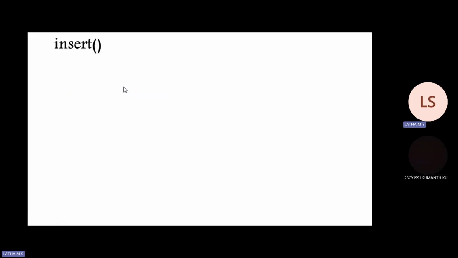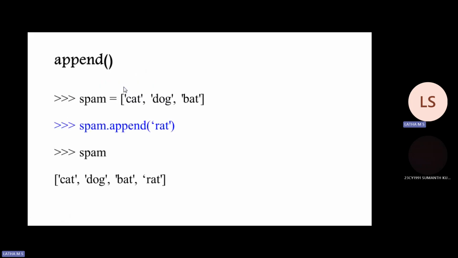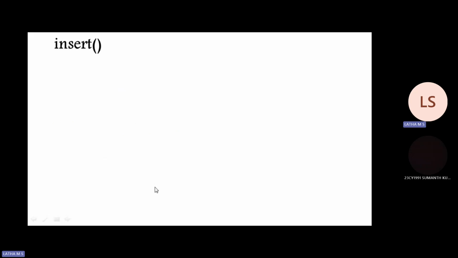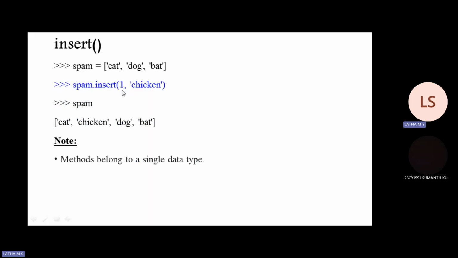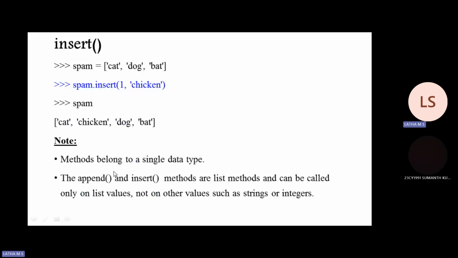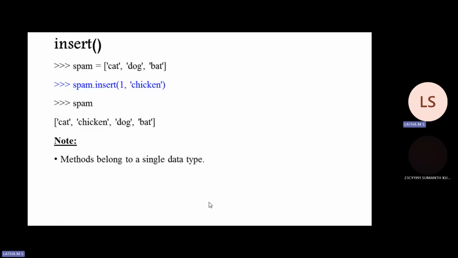In the earlier case, it was not so. I was just appending, so when I append, it will add to the end. So cat, dog, bat. After that, you find the rat coming into the picture. But here, particularly I want this string to be in that place, so I'll be giving the index number here, telling it as 1. You can take many more examples like that, but it is very important to know that methods belong to a single data type. The append and insert can be called only on a list, not on other types such as string or integers.